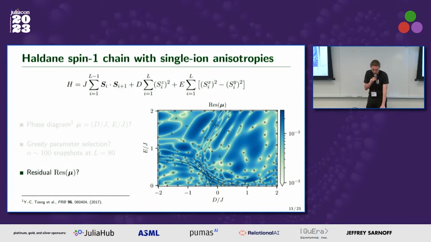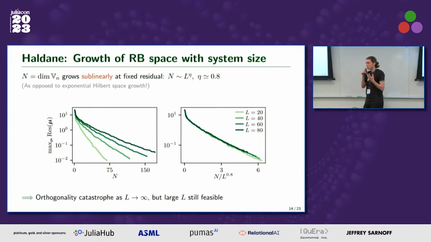Okay, another interesting aspect is that now that we have an implementation using MPS, we can go to very much larger system sizes than with exact diagonalization techniques. What we look at here is how this reduced basis space actually grows as we increase the system size of our spin chain. In the case of this Haldane chain, we assemble reduced bases for different system sizes, and then we look at how this residual decays. Unsurprisingly, for larger system sizes, the decay rate decreases. So we need more snapshots to reach the same level of accuracy.